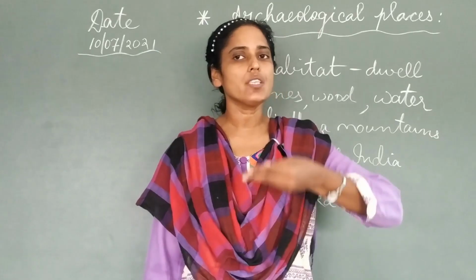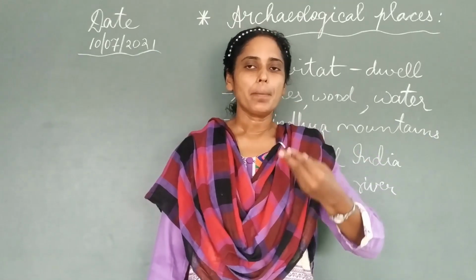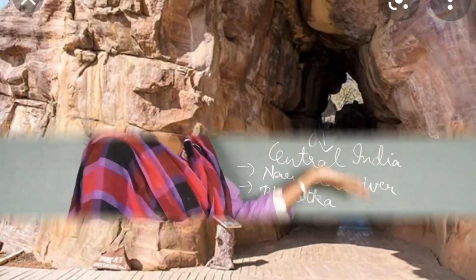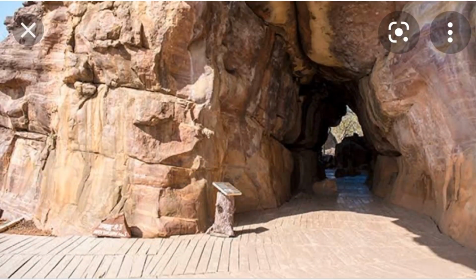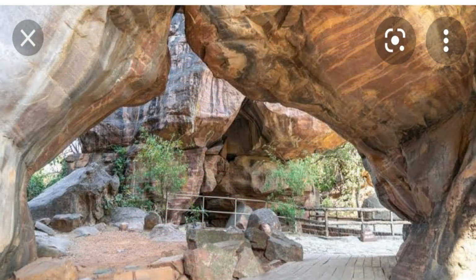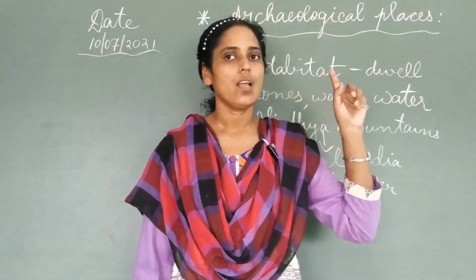So these are the different areas where people or primitive men lived. They found out these places to be excellent places of habitat, of living. Why? Because they found these three things in abundance: food, water, wood and stones.